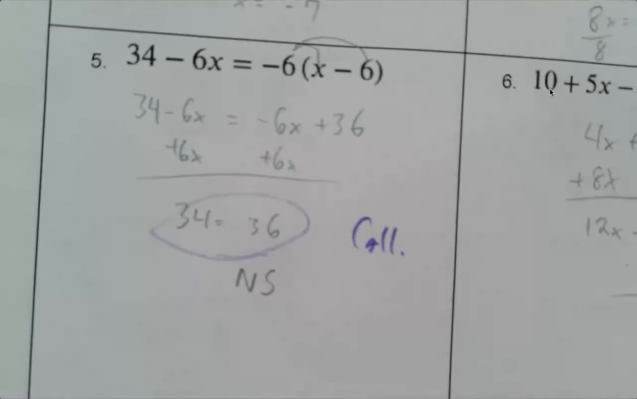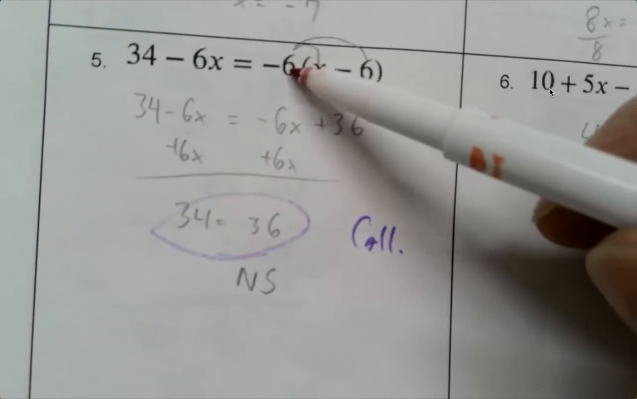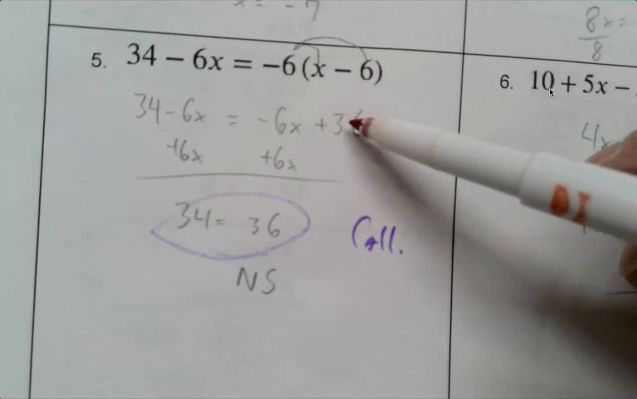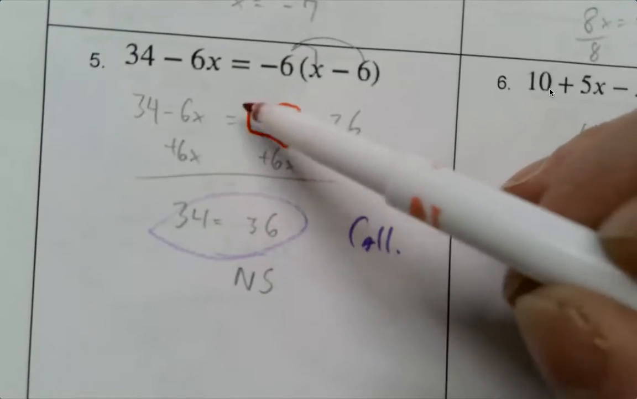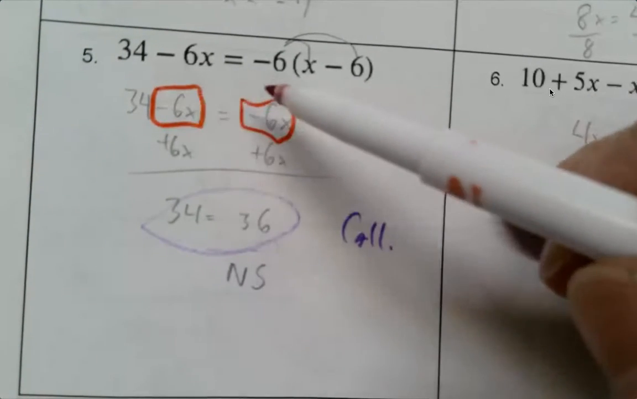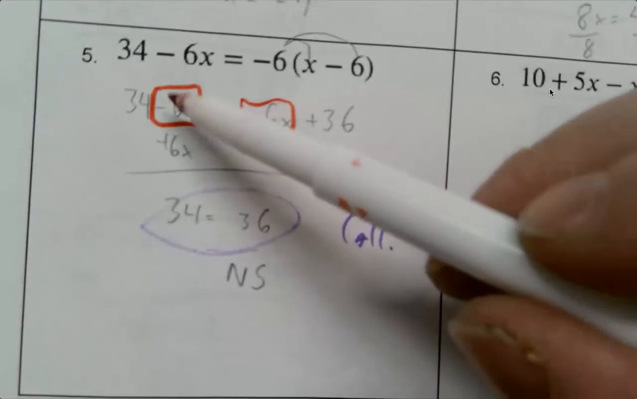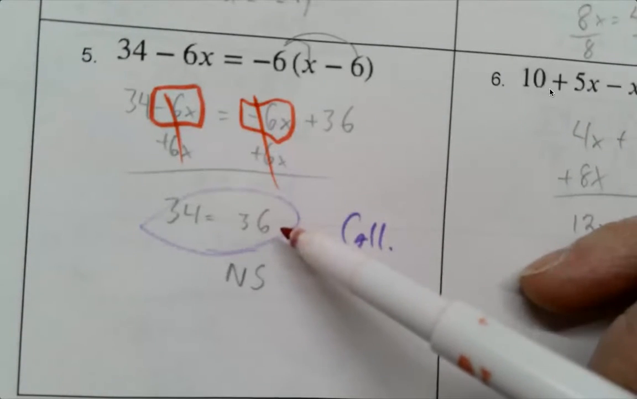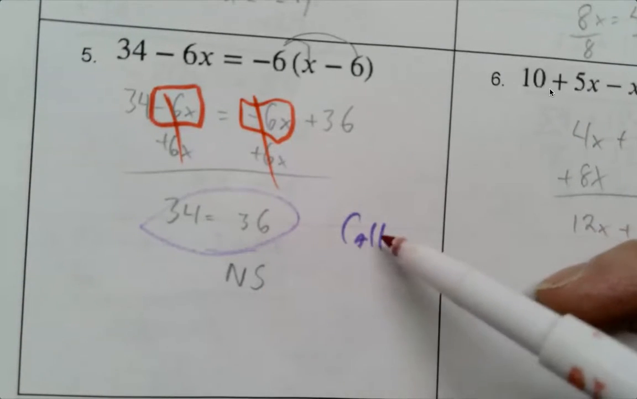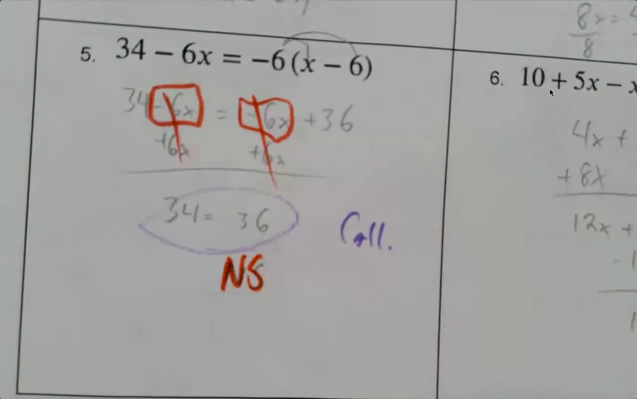Number 5, it's pretty much the same as number 4, except when you distribute, this is negative 6x and this is a negative times negative, which is positive 36. Here's the difference. So now look at this. When you're deciding which one's smaller, they're both the same. So you add 6x to both sides and they completely cancel out. You're just left with 34 equals 36. That is false. That is not true. So you write no solution for those.